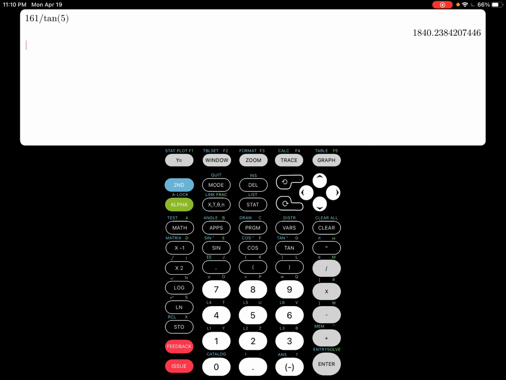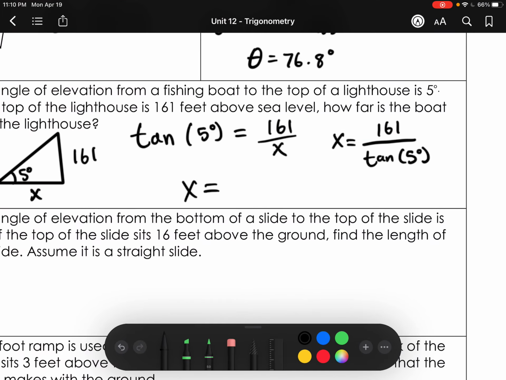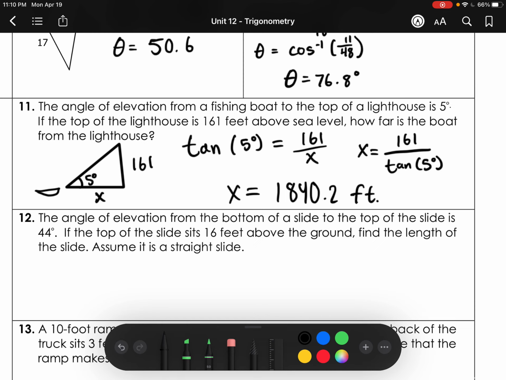And we get 1,840.23. So we'll just round to 1,840.2. So the boat is 1,840.2 feet from the lighthouse.